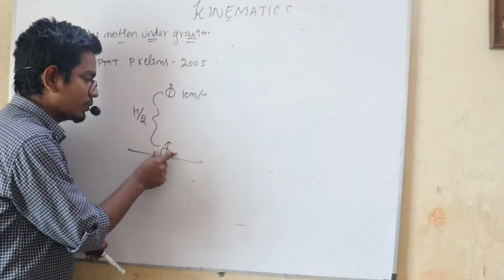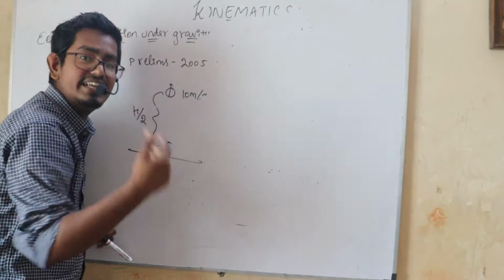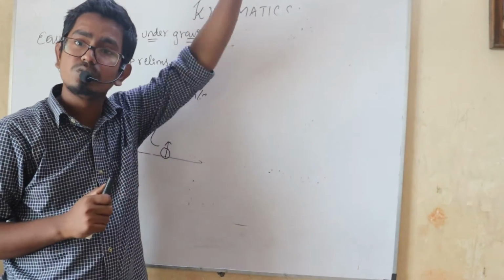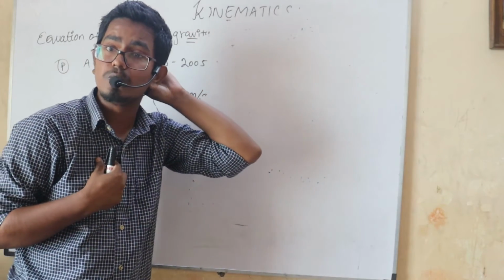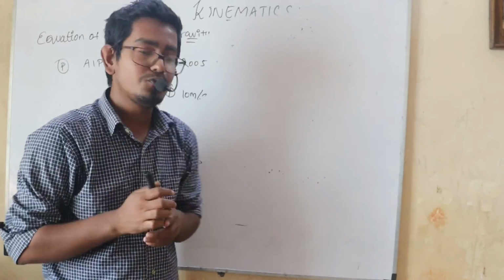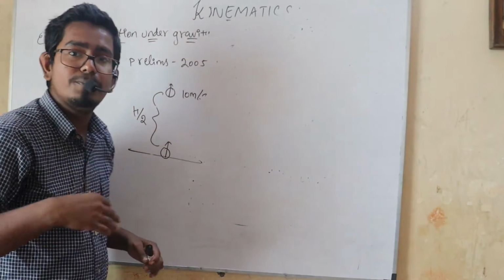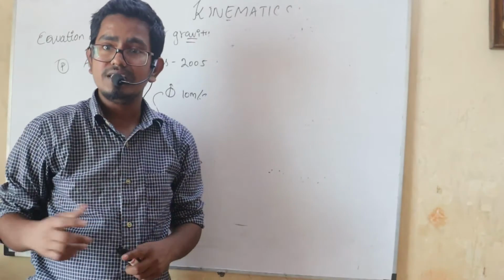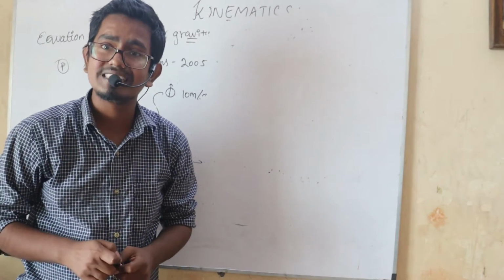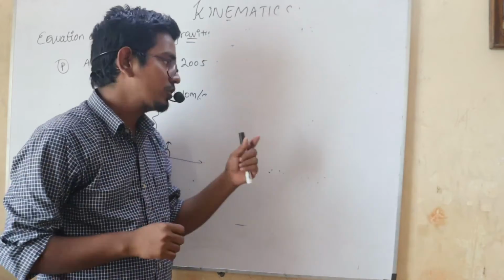Whenever I throw my ball, how much height does it attain, where my velocity is going to be 0? At the topmost point my velocity is going to be 0. That means from the bottom to the point where my velocity is 0 will be my maximum height. So it is asking about the maximum height, and now we are going to find out the same.